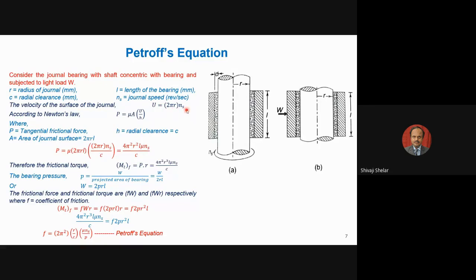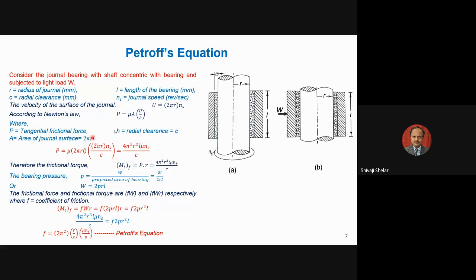Now if I apply Newton's basic law, the tangential force P acting on that surface will be equal to mu into u upon h. Let's put the value of u and h as well as A here. P is the tangential frictional force here. h is the radial clearance, equal to C here. This force is acting on the area of the journal surface, that is the lateral surface area of this cylinder, equal to 2 pi RL or pi dl.